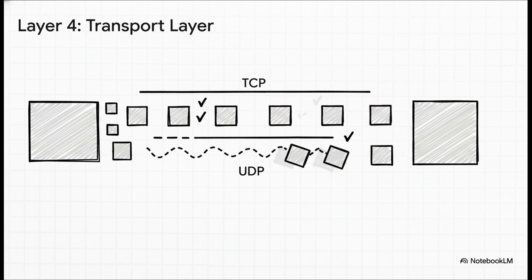And then there's UDP, which is faster, best-effort delivery, more like a standard postcard. This layer is also the one that chops up big files into smaller, more manageable packets for the trip.